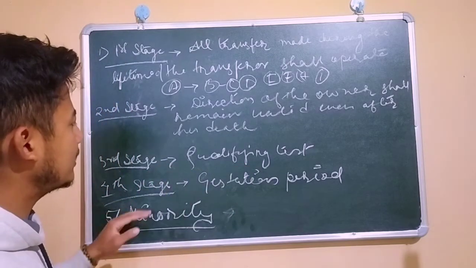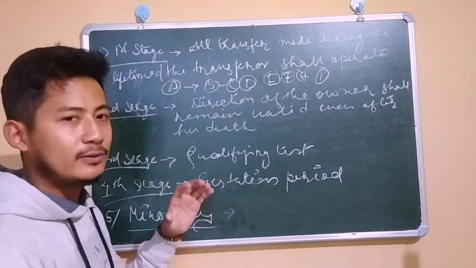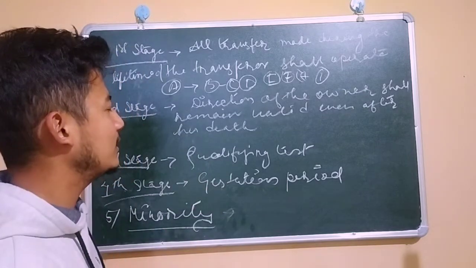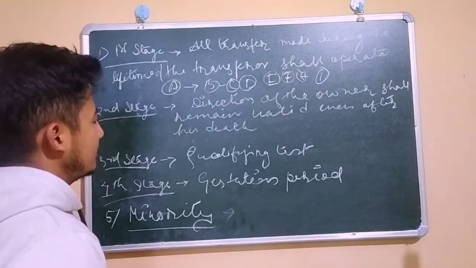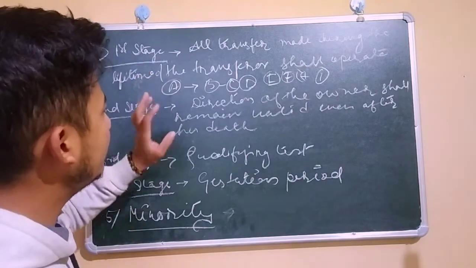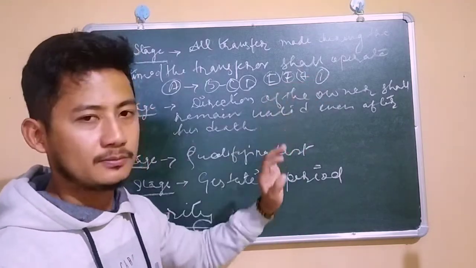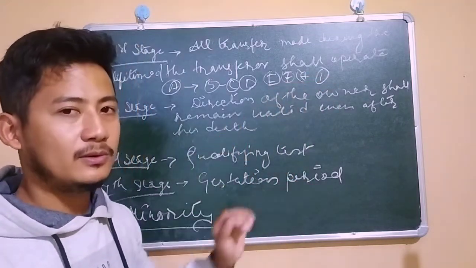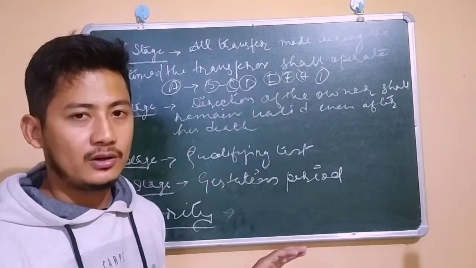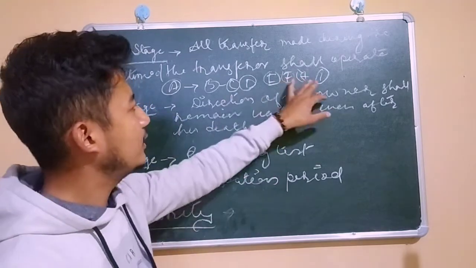Under the fourth stage, it talks about the gestation period. What is the gestation period? It can be understood in a different term, that is, grace period. The court will grant the grace period. Let's say that A wants the property to be absolutely given to the son of H, that is I, but only once he attains the age of majority, that is, once he becomes 18 years old.